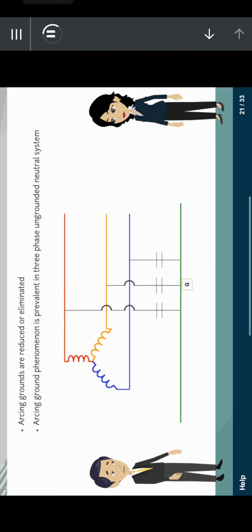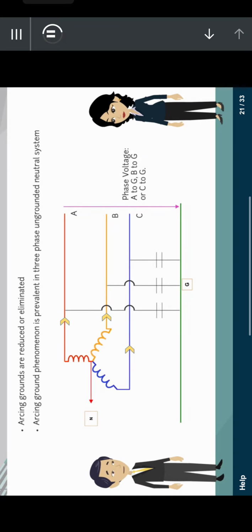Now, let us understand further with the help of this diagram. Say, there are three phases: phase A, phase B, and phase C with the neutral here. It is important to know that the voltage between any phase and neutral is referred to as phase voltage. For example, phase A to neutral, phase B to neutral, and phase C to neutral. Similarly, the voltage between two lines is called line voltage. For example, A to B, B to C, or A to C.